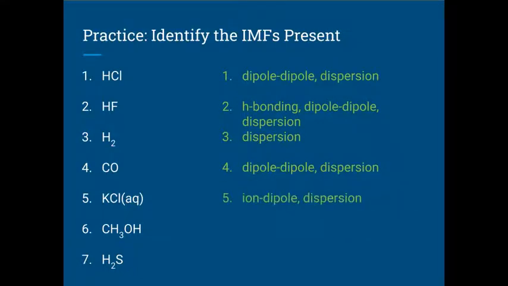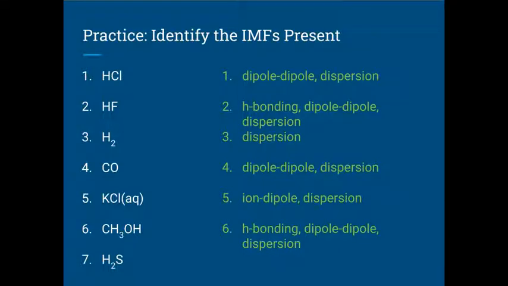All right, now let's take a look at potassium chloride, aqueous. So that means it's dissolved in water. So you're going to have your ion-dipole, just for the KCl, and dispersion. Then for methanol here, this O is covalently bound to this hydrogen, so you have hydrogen bonding, dipole-dipole, and dispersion.